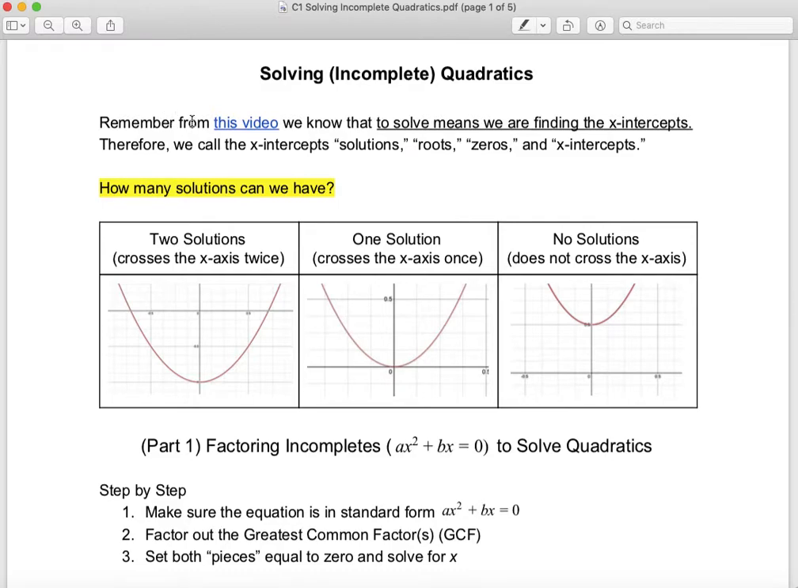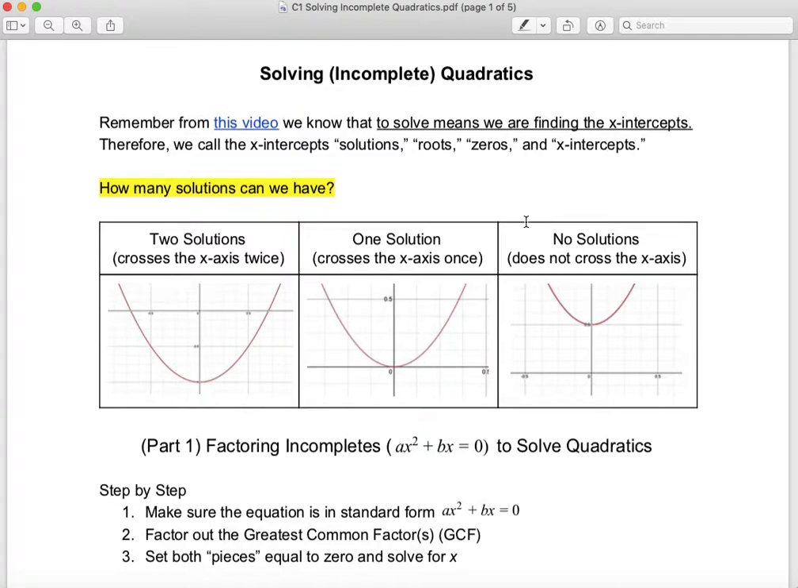So first, remembering this is a video that Mrs. Hernandez showed to her class. It's a minute and 44 seconds long, and it explains what it means to solve a quadratic. And what it means is we're trying to find the x-intercepts, where our quadratic function crosses the x-axis, hence the name x-intercepts. Now, we call those solutions, roots, zeros, and x-intercepts, of course.